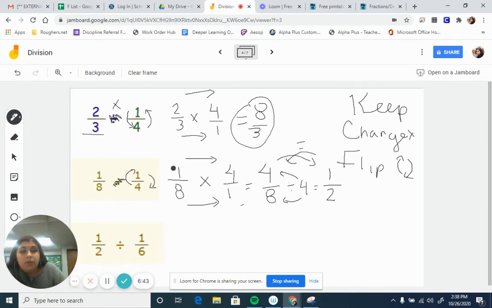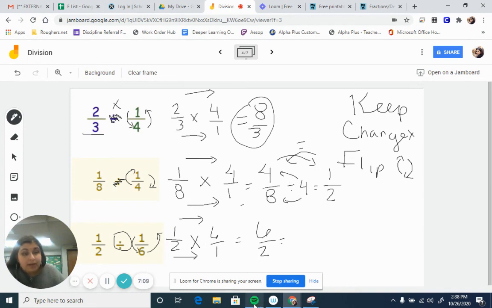Okay. So we have 1/2. We're going to keep that the same, 1/2. Then we're going to change this division again to multiplication. You probably are tired of hearing me saying this, but that's okay. And then we have 1/6, and we're going to flip it around. So we're going to multiply across, top and bottom. 1 times 6 is going to give me 6. 2 times 1 is going to give me 2.